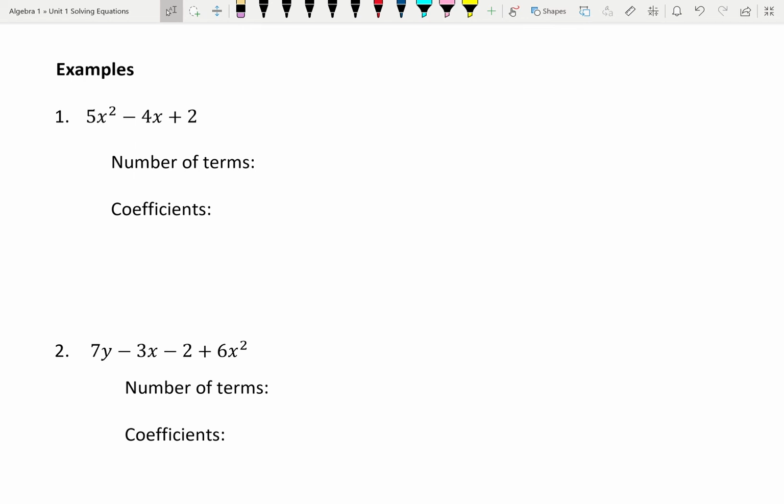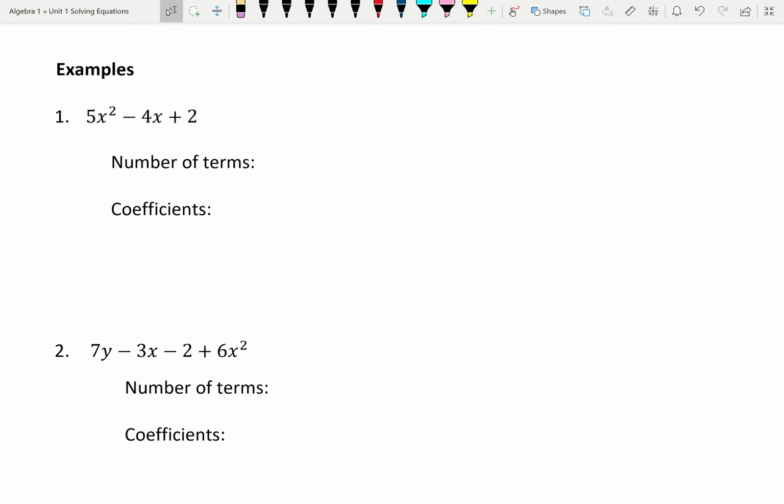All right, welcome to part 2 where we talk about parts of an expression. This is going to be our examples video. We're going to talk about 2 examples. Number 1, 5x squared minus 4x plus 2. And we're going to talk about the number of terms and coefficients.